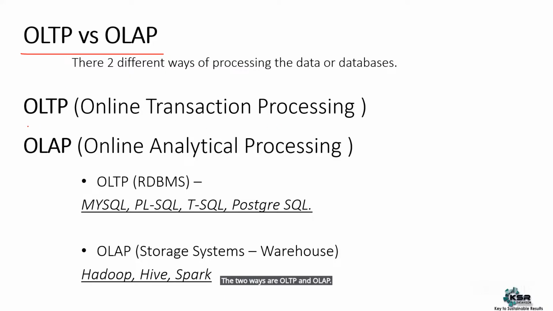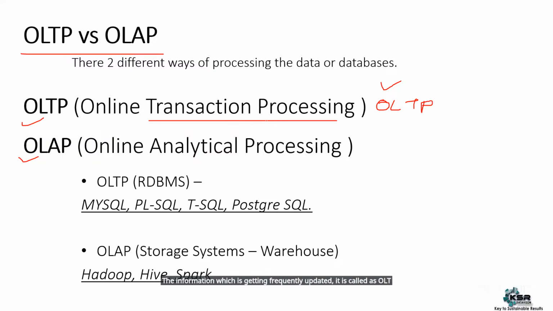Now, forget about the examples, whatever examples are there. I'll only give you a small difference. The information which is getting frequently updated is called OLTP. It is nothing but transactional processing.